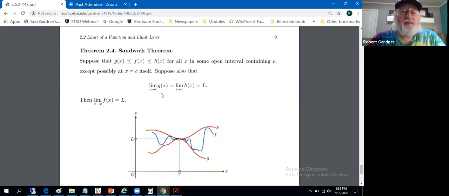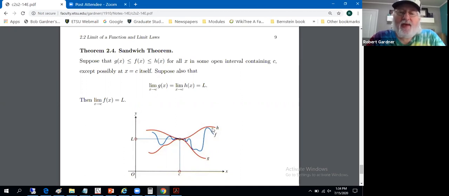Suppose also, as additional hypotheses, that the limit as x approaches c of g of x equals the limit as x approaches c of h of x equals L. What does that mean? It means the g of x function tries to pass through the point c comma L. And the limit as x approaches c of h of x equals L means the h function also tries to pass through that point. What's the conclusion? Well, it's the obvious thing, given the picture. The limit as x approaches c of f of x equals L is the conclusion.